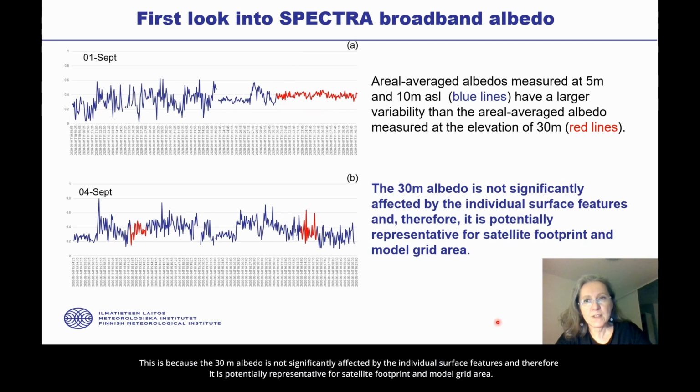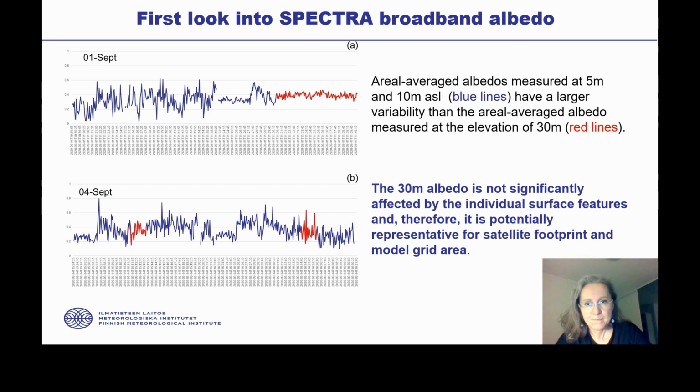This is because the 30 meter albedo is not significantly affected by the individual surface features, and therefore it is potentially representative for satellite footprint and model grid area.